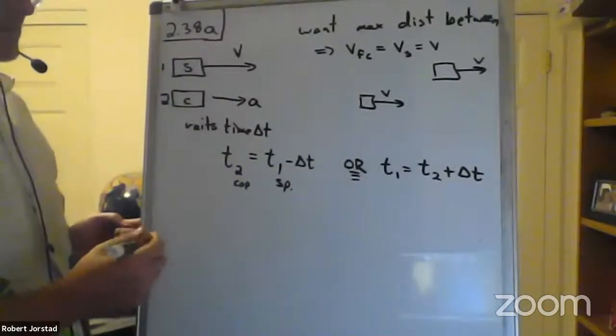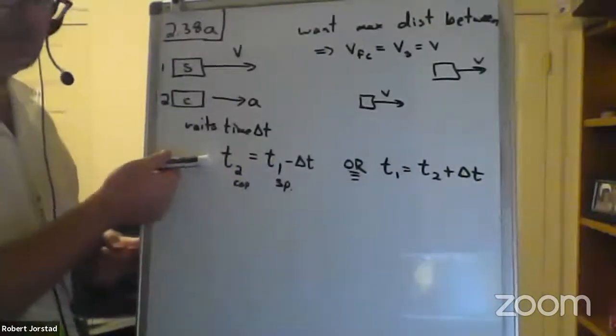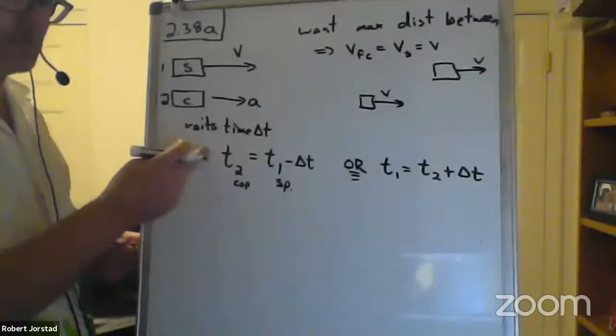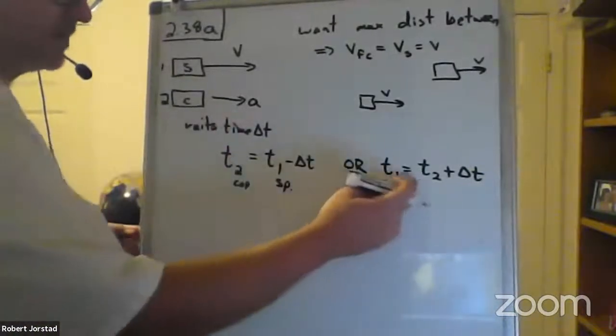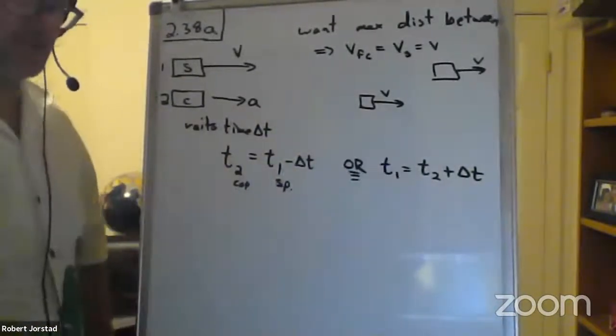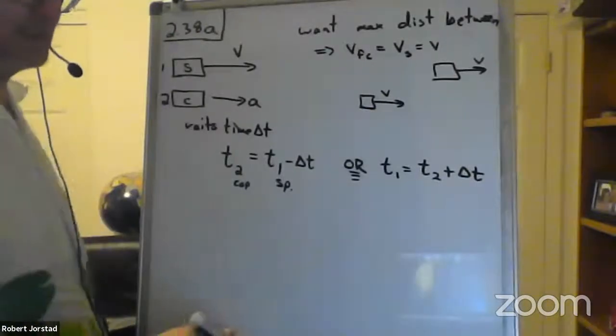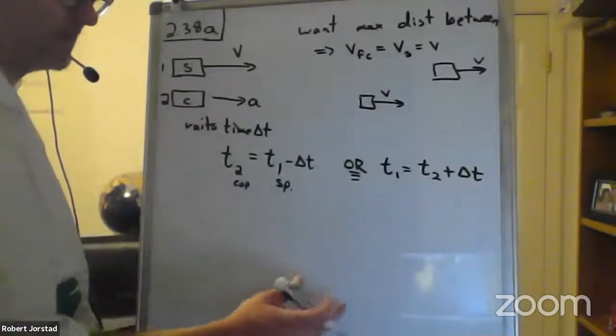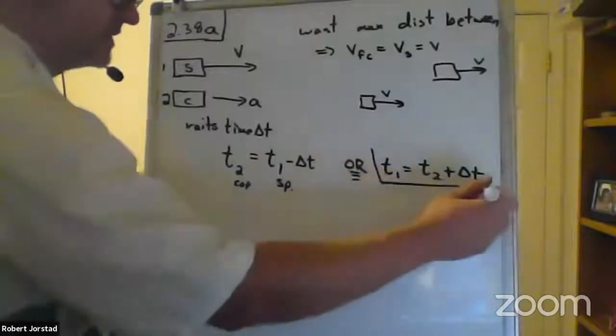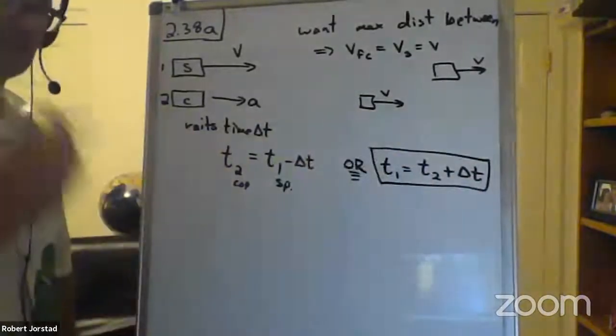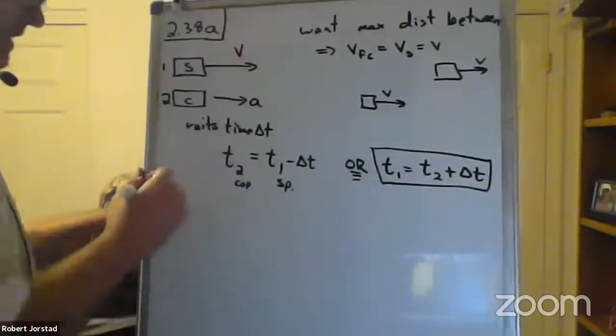So I know this is what's going to happen. And this is a new constraint equation. We know either T2 is T1 minus delta T or T1 is T2 plus delta T. Generally speaking, I like to avoid minus signs just because that's one more thing I don't have to think about. So I'll probably use this. You could use whatever you want. They give you the same answer. So now I'm going to write this out.